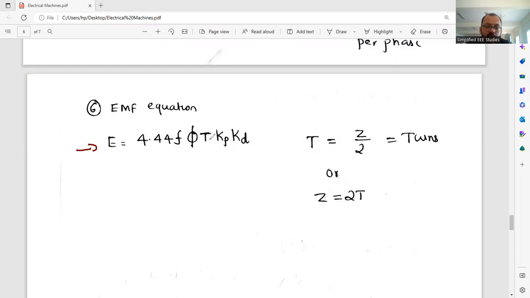Phi is the flux. T is the ratio of Z by 2. That means one conductor is two coils, and two coils is one conductor. T is nothing but turns, or you can write Z is equal to 2T. Anything is okay, but at least you have to remember this formula. So these are the valuable equations from the topic alternator.